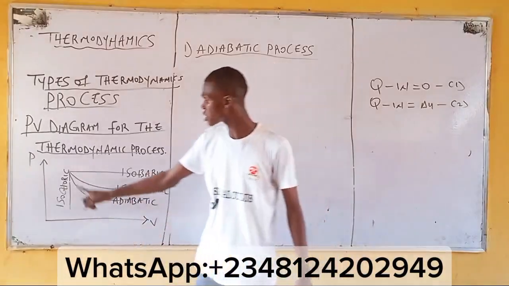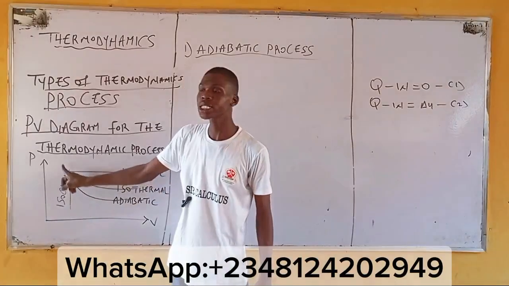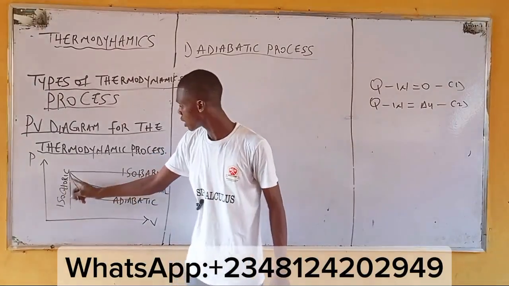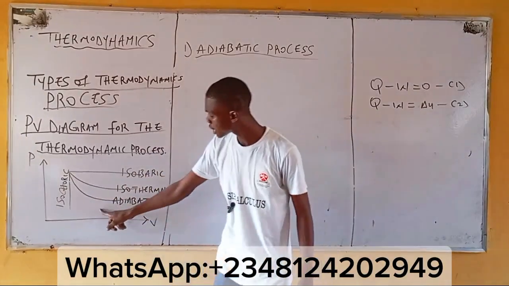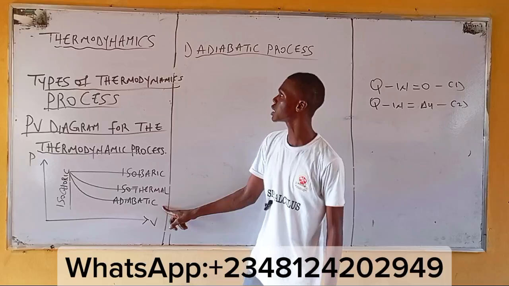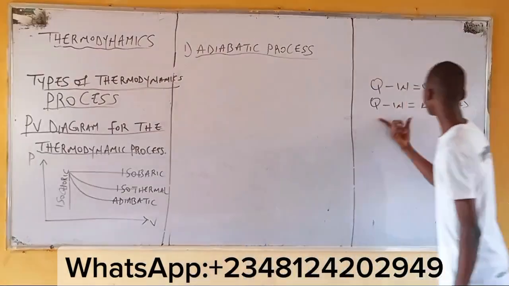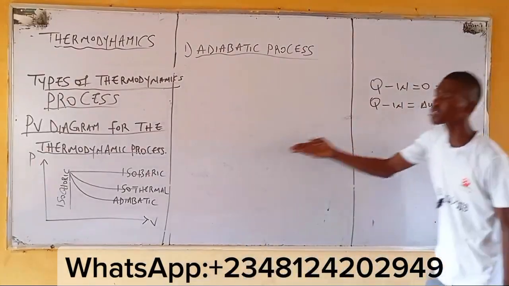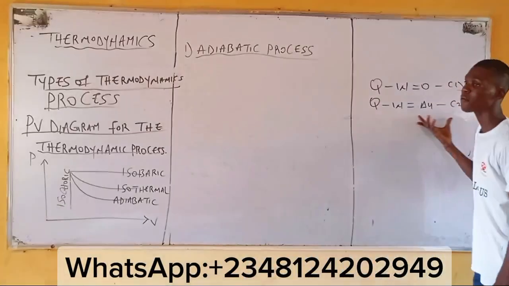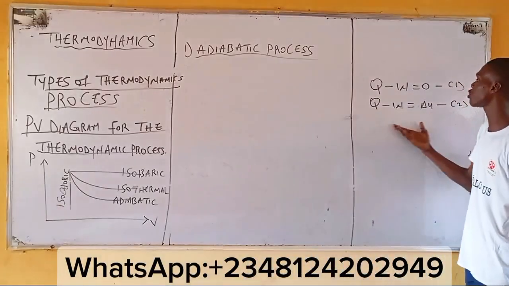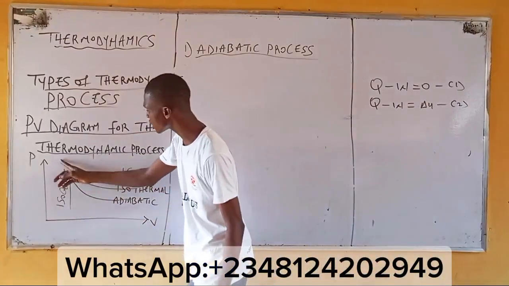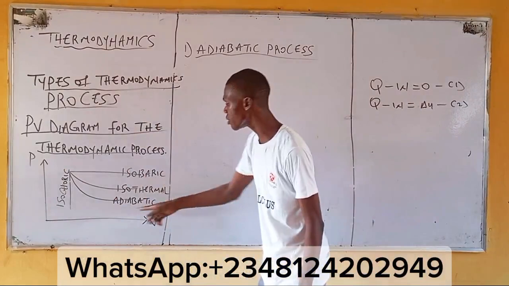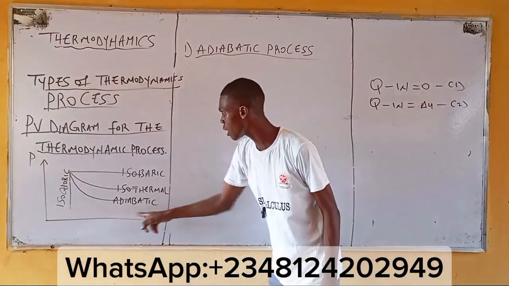For the first type, this is the nature of your isochoric process. This is for your isobaric process. This is for your isothermal process. This is for your adiabatic process. Now, let's apply equation 2 for each process. We want to see the first law, Q minus W equals change in U, in isochoric, isobaric, isothermal, and adiabatic.